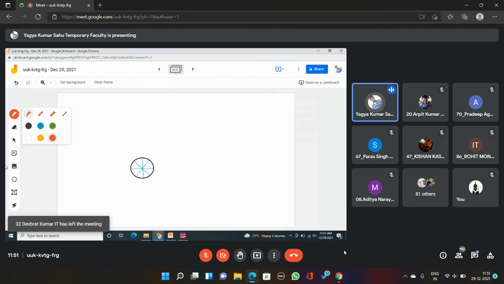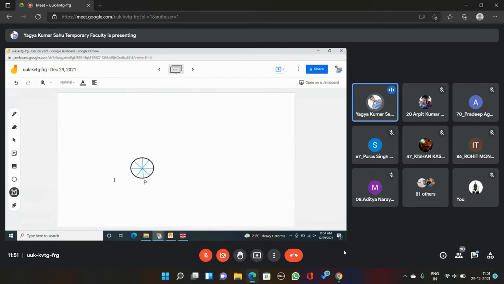First of all, name these points. Say this is P, the starting point. Then 1, 2 in a proper sequence. Write down the names in a clockwise direction. You can also take the anti-clockwise direction, then the steps will be reversed. So I'm taking a clockwise direction. 1, 2, 3, 4, 5, 6, 7.